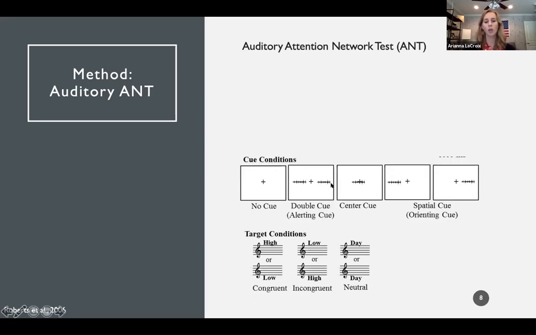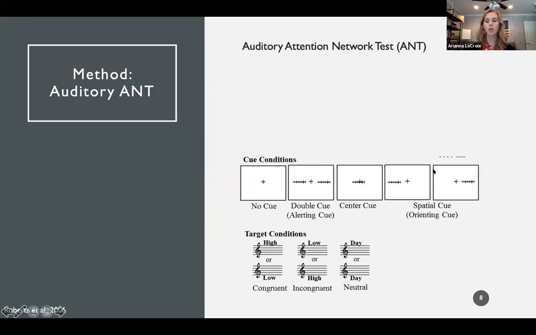So a no cue is our control for the double cue condition. The double cue is a single white noise burst simultaneously to both the left and the right ears. And that's our alerting cue. The center cue is a control for the spatial cue. So that is a correlated white noise burst that's perceived in the center of the head.